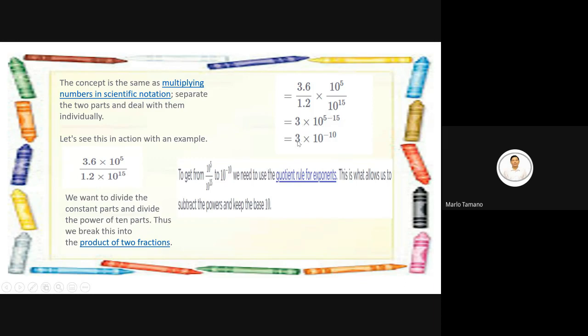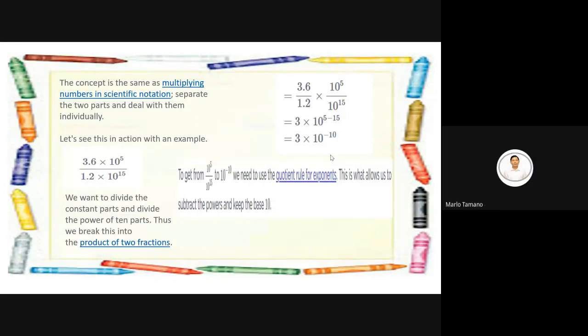Then copy yung 3 times 10. Tapos, the difference of 5 and 15. Is it correct? Negative 10 ang sagot. 5 minus 15. Opo, sir. Negative. Tama. Okay po, sir.